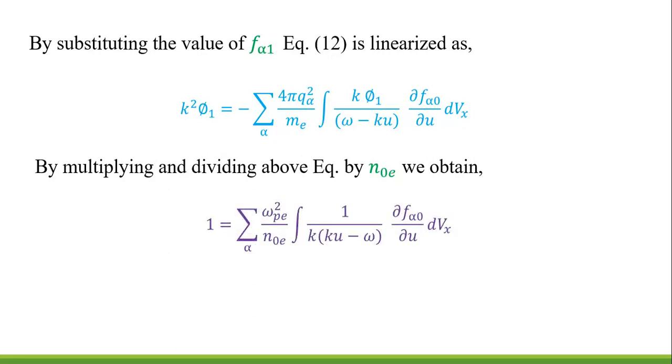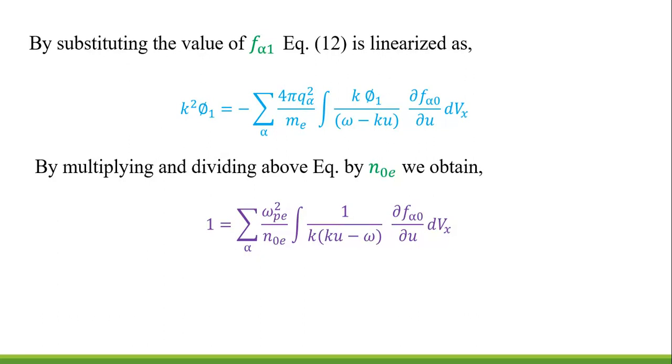So if we just multiply this equation by n naught e, and just multiply and divide by n naught e, this term will turn into the plasma frequency. You know that omega p e square is equal to 4 pi n naught q alpha square over me, and this number density will be left here, which we have divided this expression with the number density.